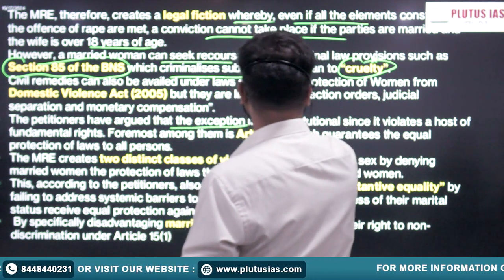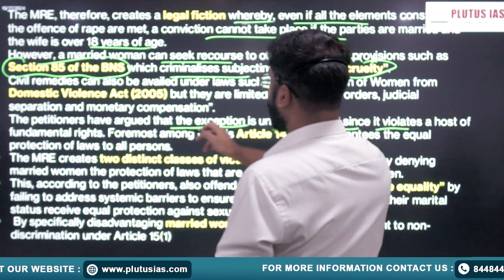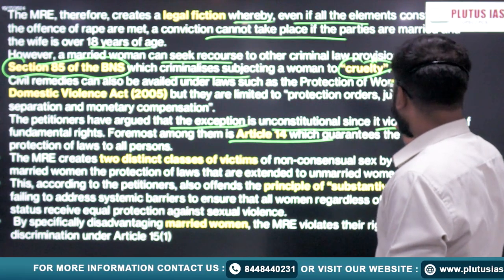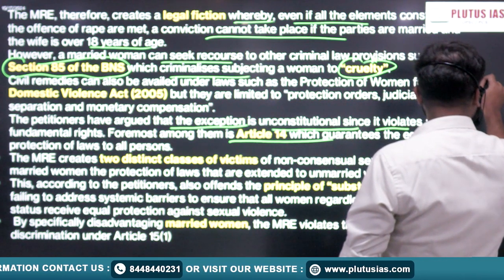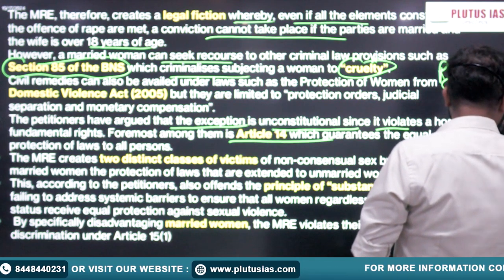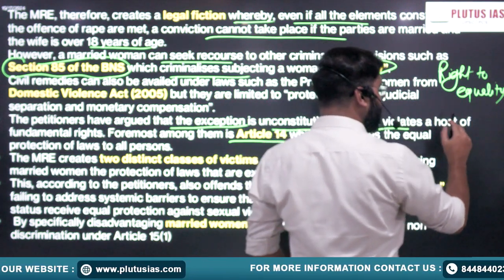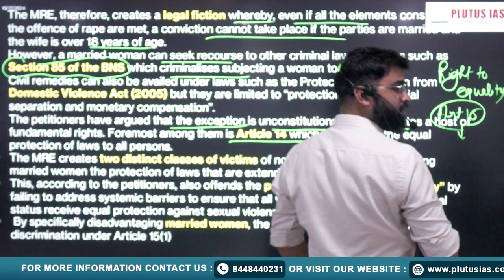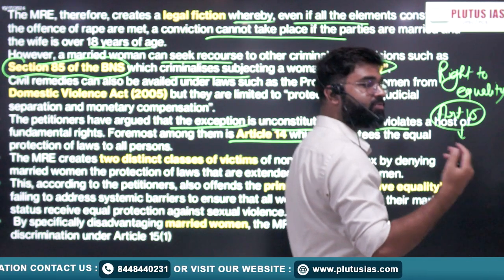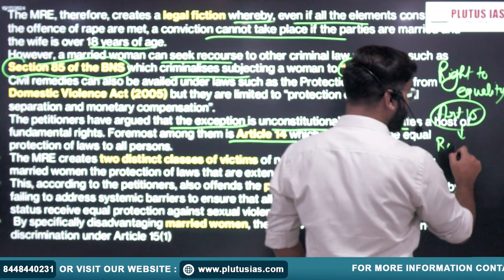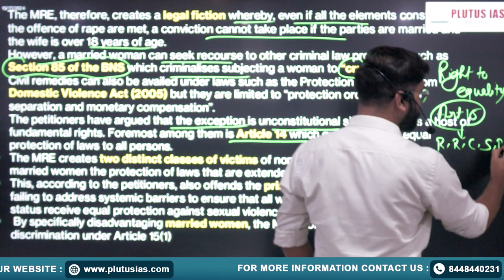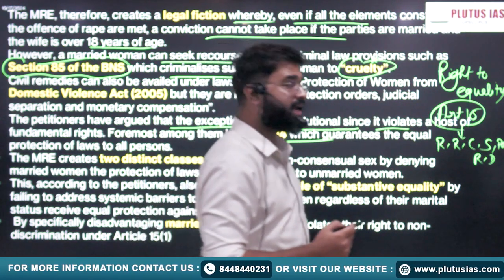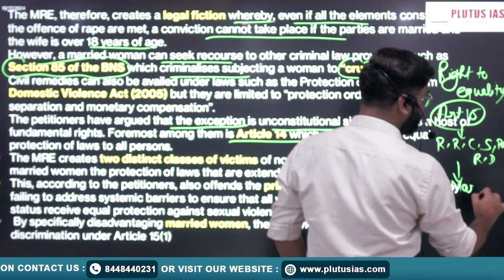The petitioners have argued that the exception is unconstitutional since it violates the most fundamental right, foremost among them Article 14. Yes or no? Because what is Article 14 saying? Right to equality. In fact, Article 15 is also saying right to equality. Yes, that no citizen of India can be discriminated against only on the grounds of race, religion, caste, sex, place of birth, residence and descent. Yes, but on the basis of marriage, you are discriminating against a woman.